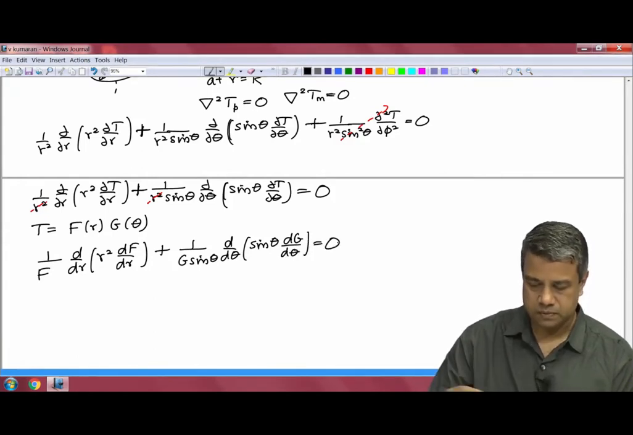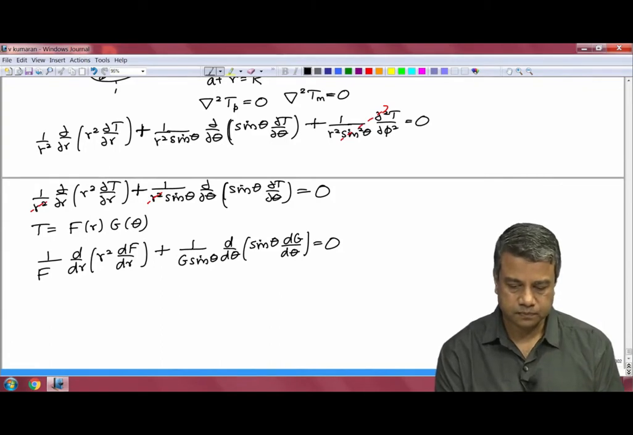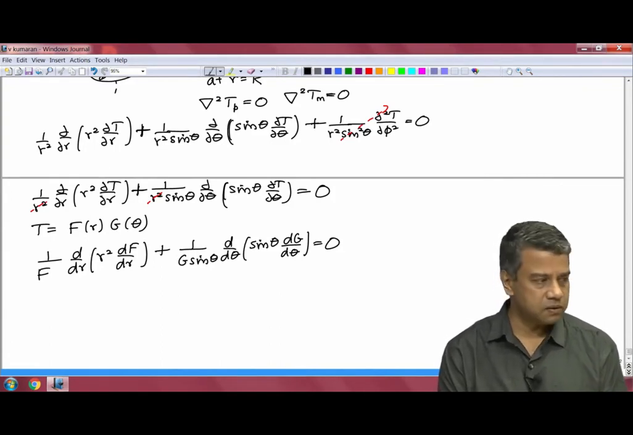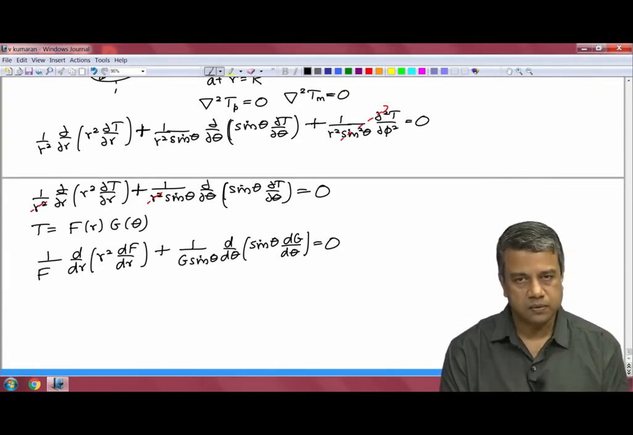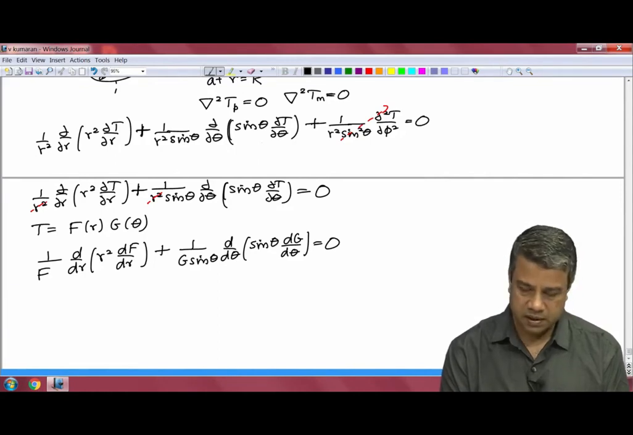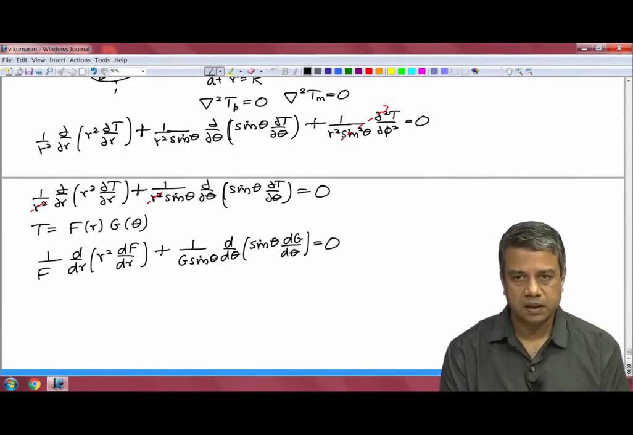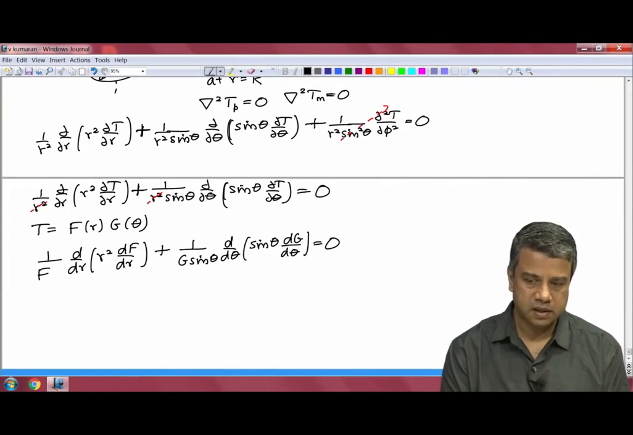This is equal to 0. Okay. Substitute t is equal to f times g into the equation, where f is only a function of r and g is only a function of theta. Divide both sides by f times g, and this is the equation that you will get.